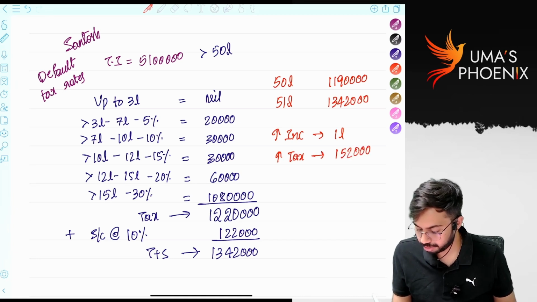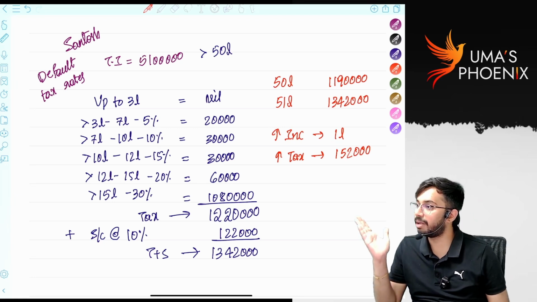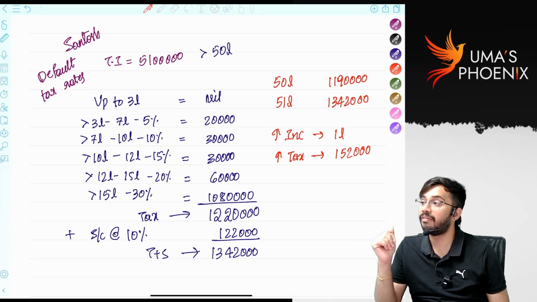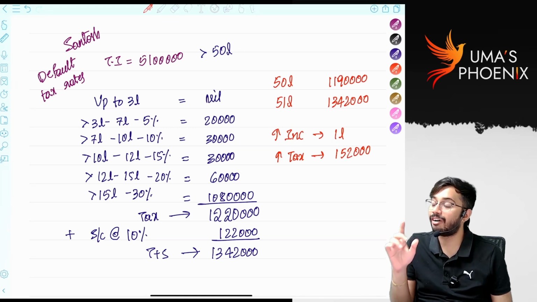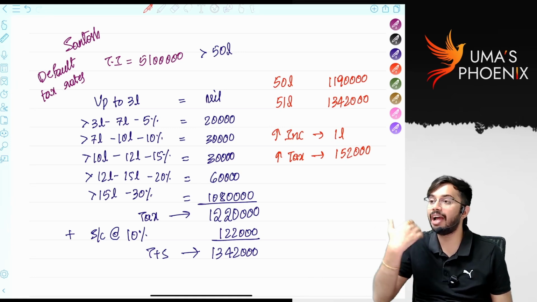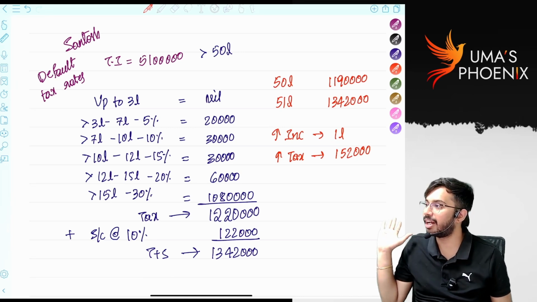1 lakh 52,000. Now the assessee will tell, sir, my income increased by 1 lakh. You are asking me to pay 1 lakh 52,000 tax. I will close my eyes. Let us assume I earned only 50 lakhs. Whatever the extra 1 lakh that I earned, I will give it back to you. Then the income tax department said, okay. Are you able to understand?